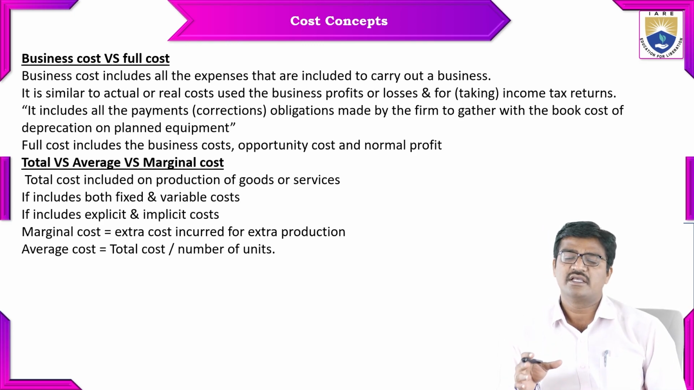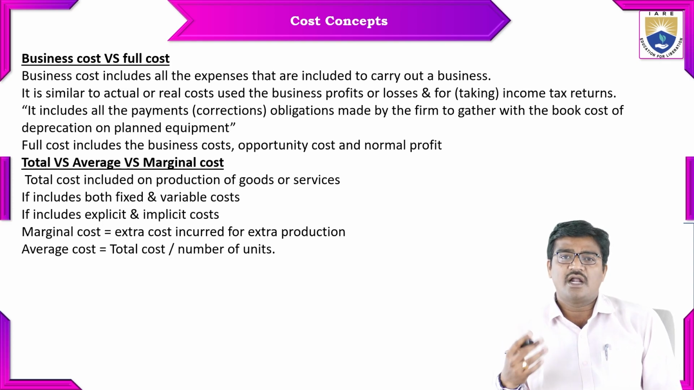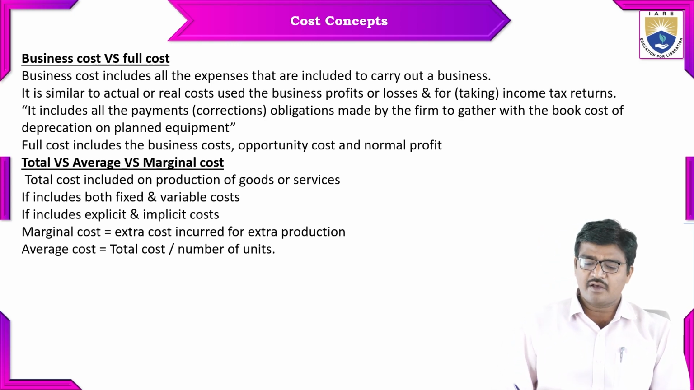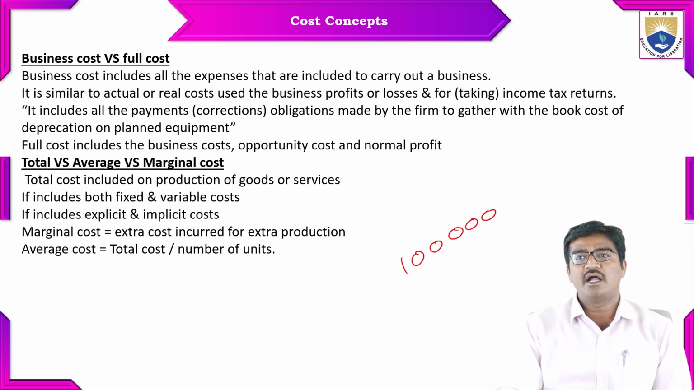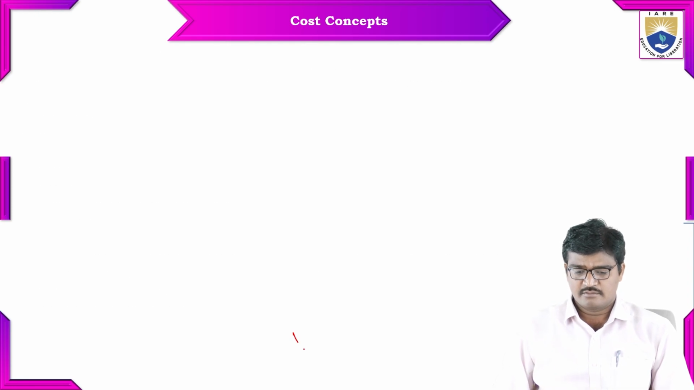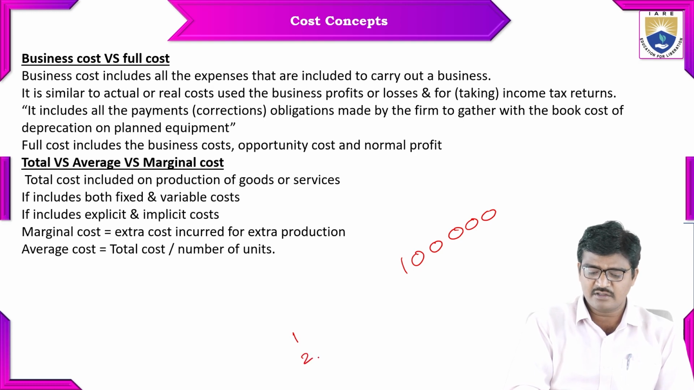Business cost is the amount of expenses incurred to run a business activity. And opportunity cost is the sacrificed profit from the next best opportunity. For example, assume that you have 1 lakh rupees, and this amount is to be invested in three different alternatives named 1, 2, 3.